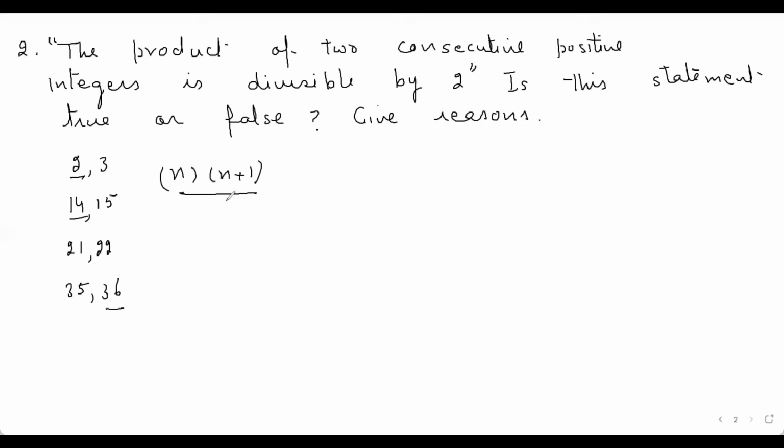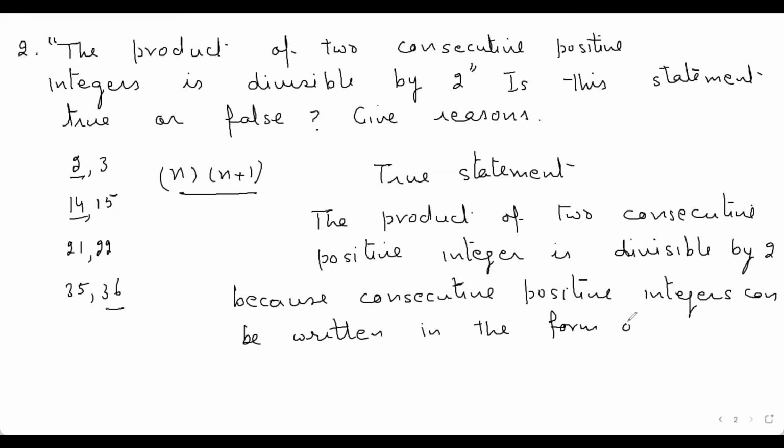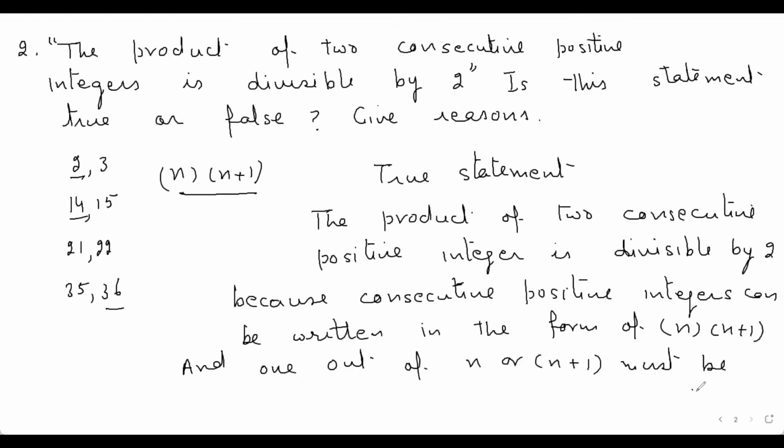So this is a true statement, because consecutive integers can be written in the form of n, n plus 1, and one out of n or n plus 1 must be even. That is why the product of two consecutive positive integers is divisible by 2. So this is a true statement.